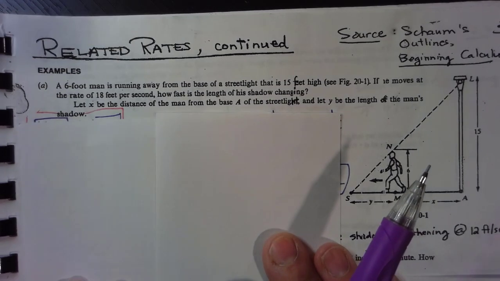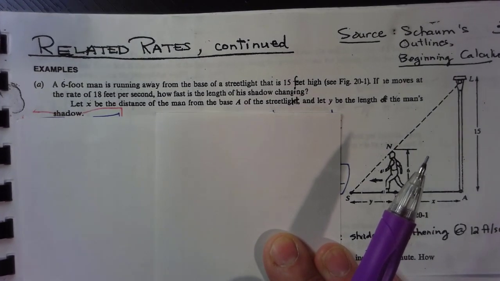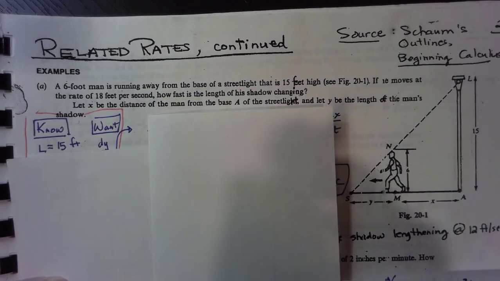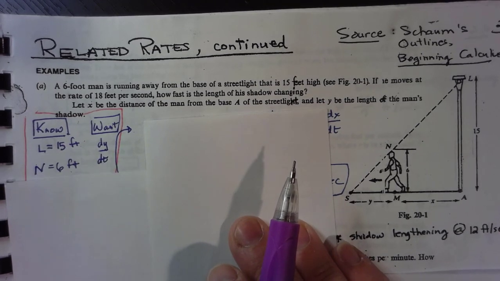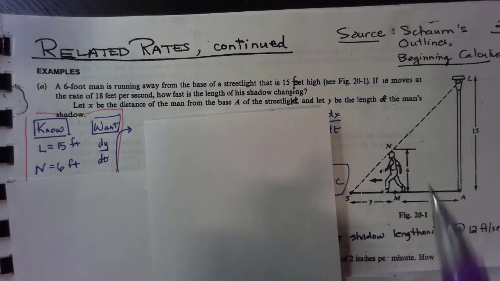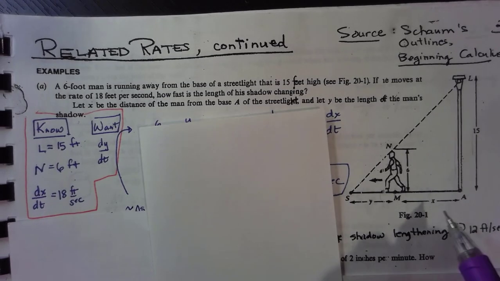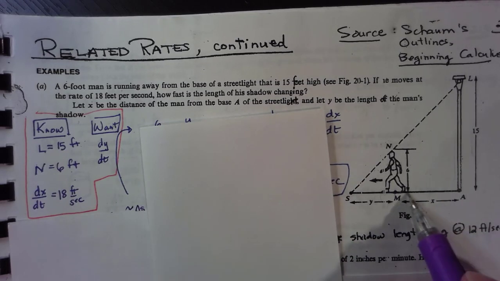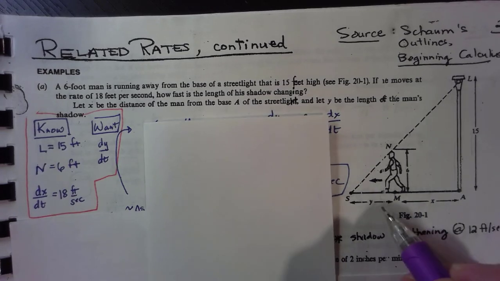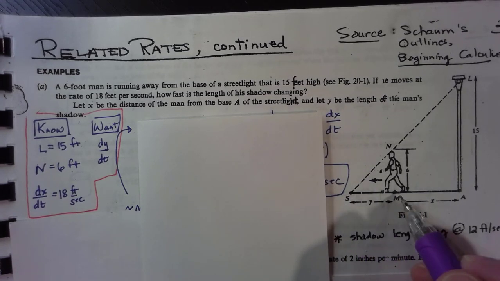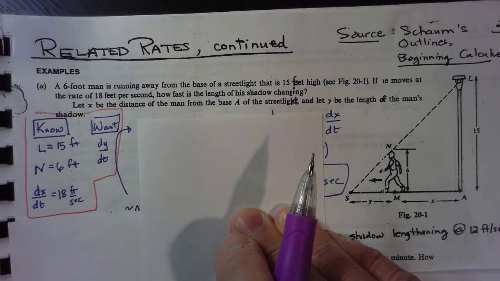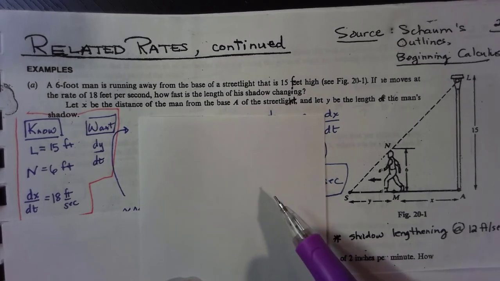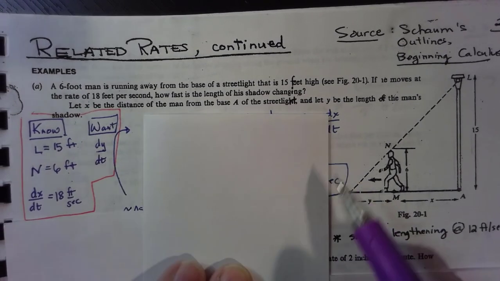So let's write down what we know and what we want. Again, that's what I always emphasize first. What do we know? We know that the height of the light is 15 feet. We know that the man, point N, is 6 feet. And we know that he is running away or walking away from the light post at a rate of 18 feet per second. That would be this dx dt. And we want the length of the shadow, how that is changing, dy dt. Now, one would think that ought to be increasing. If you think about walking away from a street light, you notice that that shadow gets longer. So we do expect a positive answer for dy dt, just thinking about it.